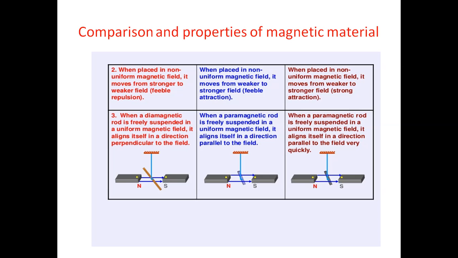When they are placed in a non-uniform external magnetic field, the diamagnetic material moves from stronger to weaker field, that is feeble repulsion. And in case of paramagnetic material, it moves from weaker to stronger field, that is feeble attraction. And in the same property, the ferromagnetic material moves from a weaker to stronger field.